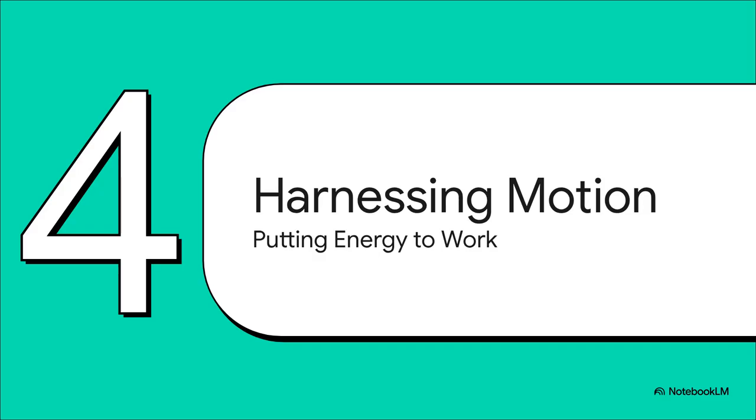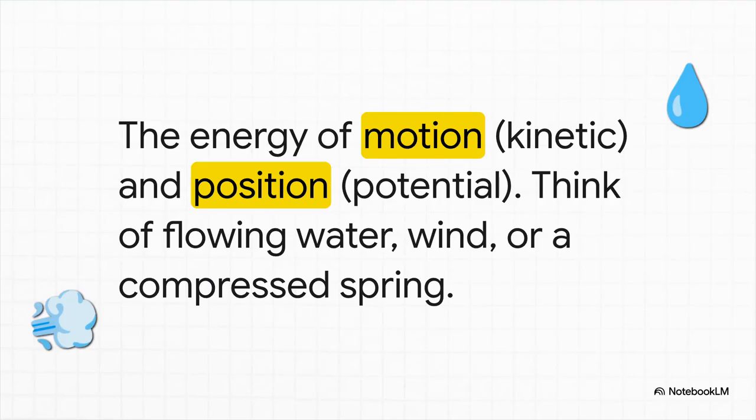So we've got these amazing primary sources of energy, right? But how do we turn all that raw potential into something useful? I mean, how do we get it to actually power our lives? Well, that's where we start harnessing motion. This is mechanical energy. It's the energy of motion, which we call kinetic, and the energy of position, which is potential. Just think about flowing water in a river, the wind turning a windmill, or even a simple compressed spring. It's the energy we use to physically move things around and get work done.